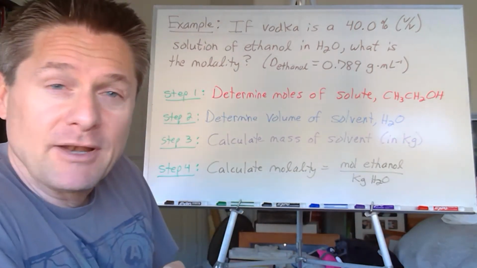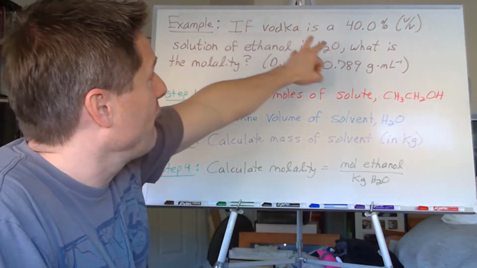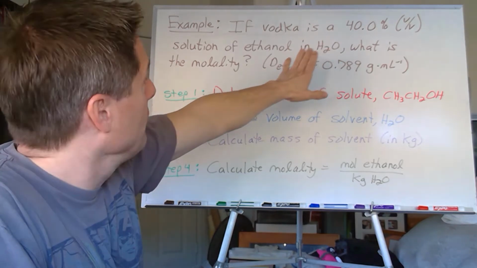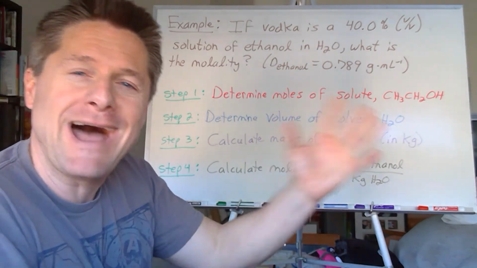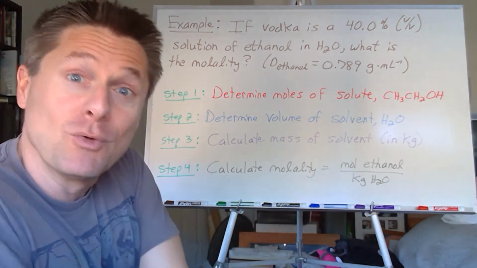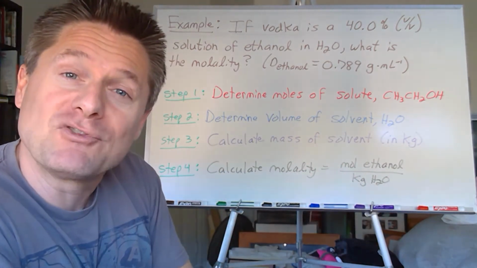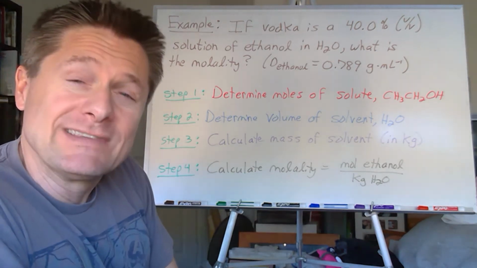0.789 grams per milliliter. So we're assuming room temperature-ish in this. So if we have a 40.0% volume of vodka solution of ethanol and water, what is its molality? So tying some older first semester units of concentration to some newer second semester general chemistry units. Molality. All right. You could do this in 2 steps, really.